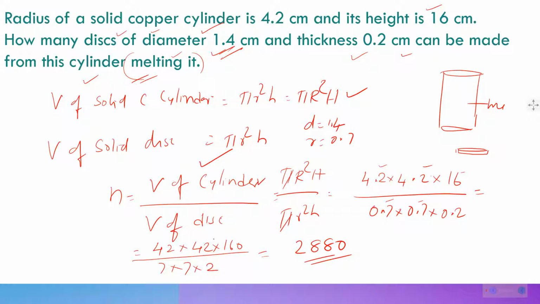Number of discs. Pause here, understand what I said, re-listen. It is a textbook example, but the textbook will not talk to you, I will talk to you, that's the difference. 2880 discs will be made by melting the cylinder, my dear students.